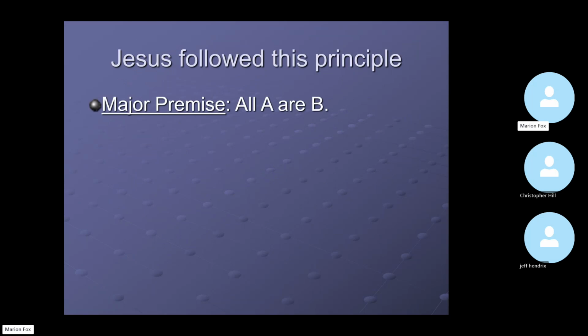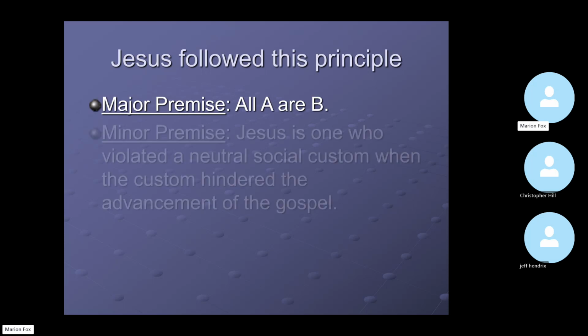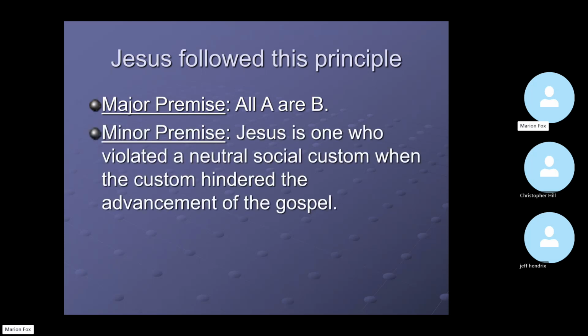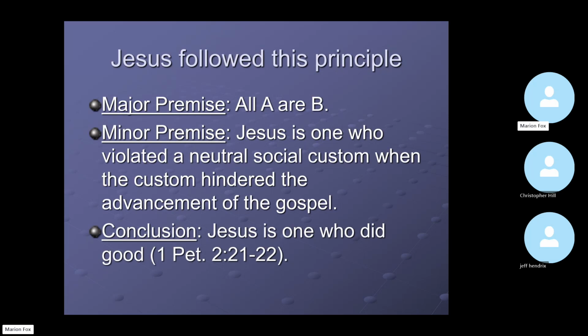Now let's look at this, and we have what's called an enthymeme, an incomplete argument. We don't have the major premise. We do have the minor premise. Jesus is one who violated a neutral social custom when the custom hindered the advancement of the gospel. Now that's the true statement. The conclusion is Jesus is one who did good. Now we know this from 1 Peter 2:21-22. He did no sin, so everything he did was good.